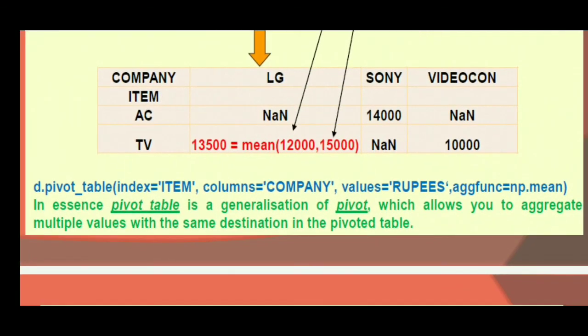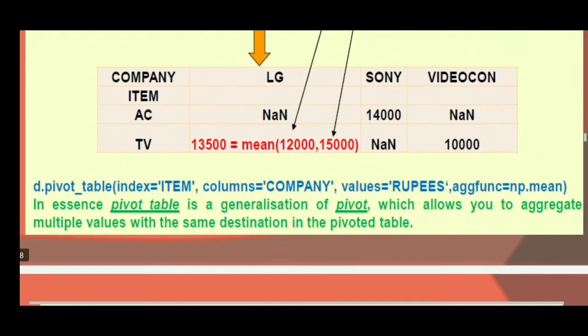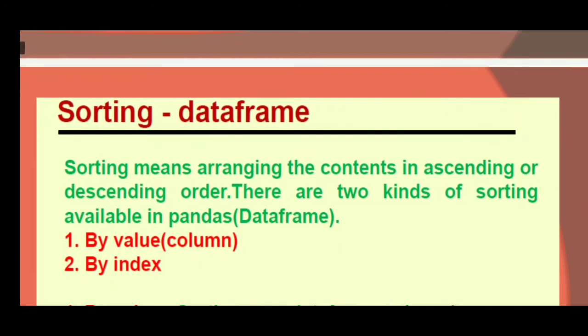df.pivot_table(index, item, column=company, values=rupees, aggfunc=np.mean). So in essence, pivot table is generation of pivot which allows you to aggregate multiple values with the same destination in the pivoted table. Let us see.